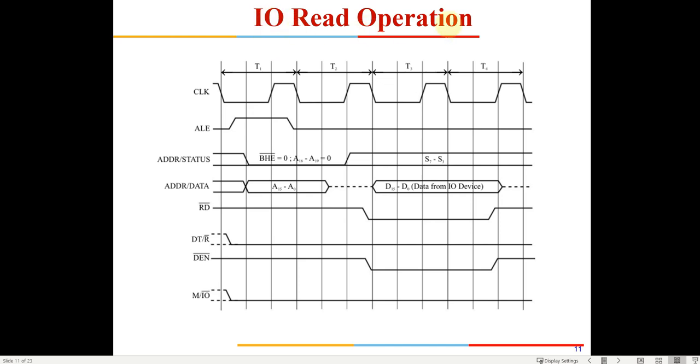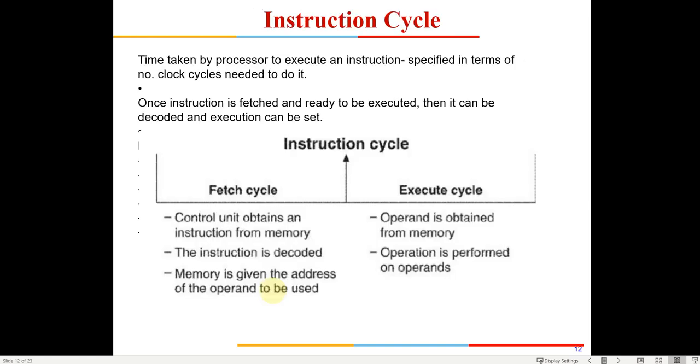For the input output read operation, again the only difference between IO read and memory read is that the memory/IO signal goes low in this case, whereas in the memory operations the signal will go high. So these are the various kinds of operations.